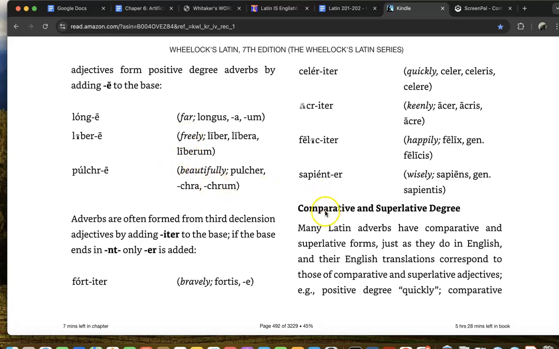We also have adjectives in the third declension, and in the case of adverbs formed from adjectives in the third declension, we add iter. So knowing our vocabulary and to what species or declension adjectives belong will help us a great deal. But in the end, just knowing the vocabulary, I think, will take us a long way in being successful on this topic.